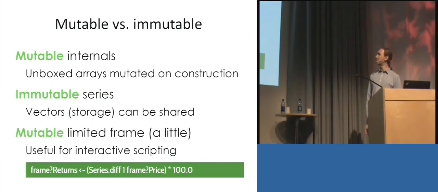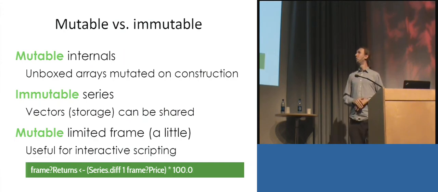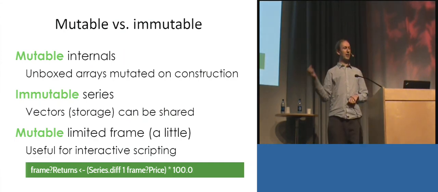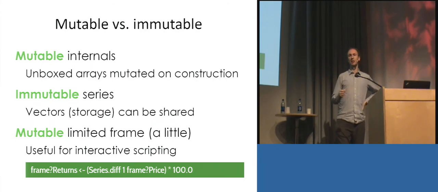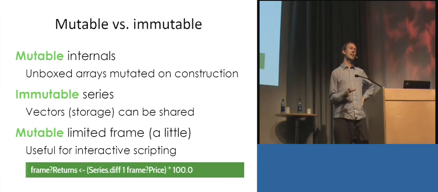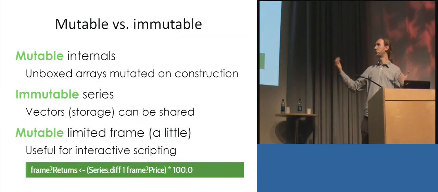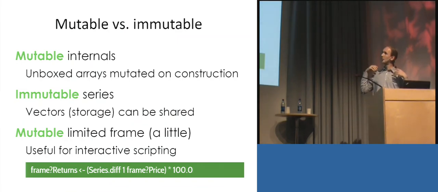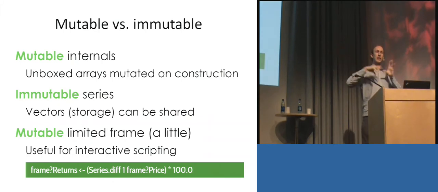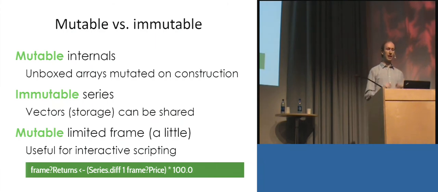So there's lots of interesting questions here. For example, do I stay mutable or immutable? Well, in the library, we actually have very mutable internals because it's all using unboxed .NET arrays, although we only mutate them when we are creating the data structures. And so the next level, the data storage, is actually using immutable vectors, which means we can easily share them and get all the nice functional properties.